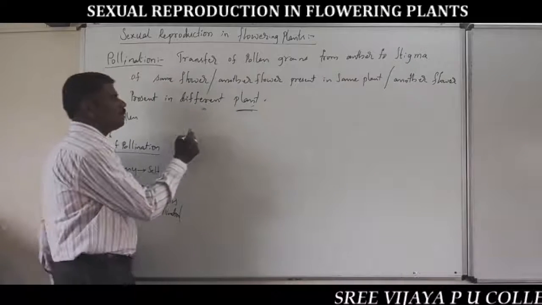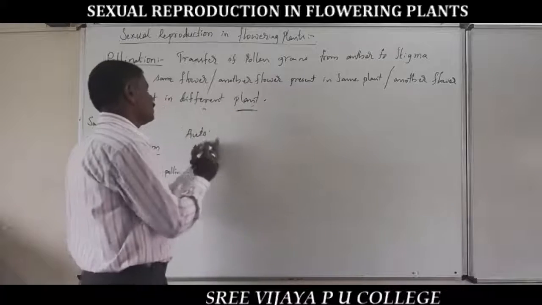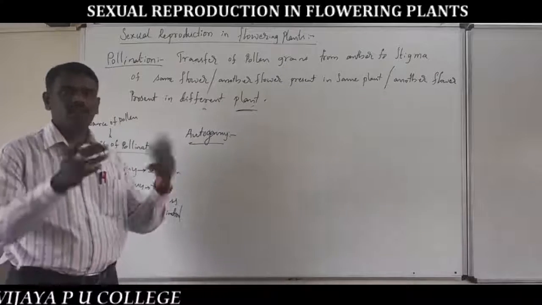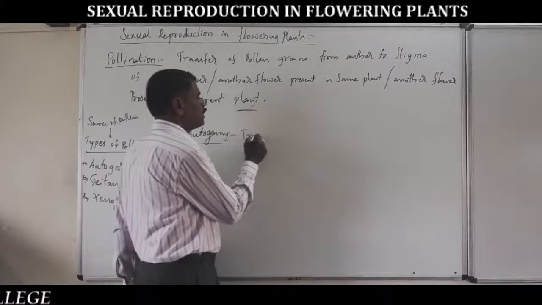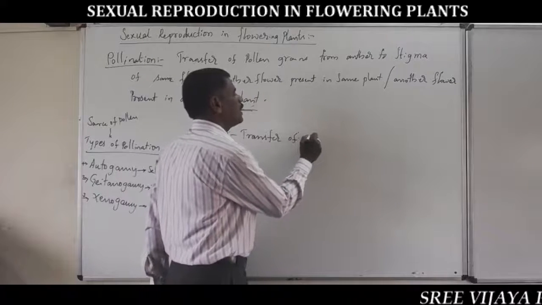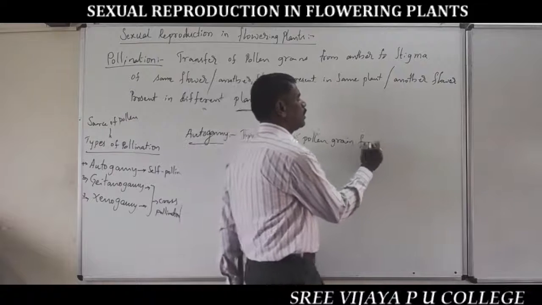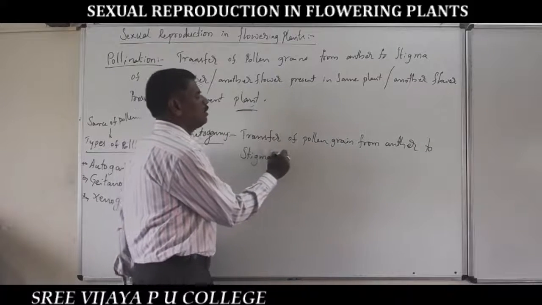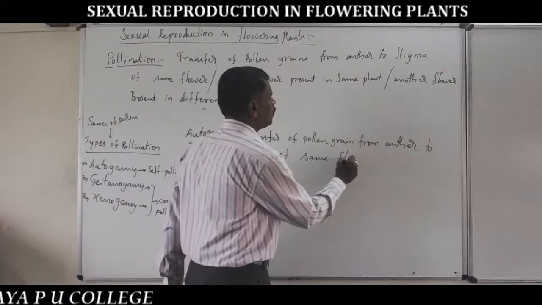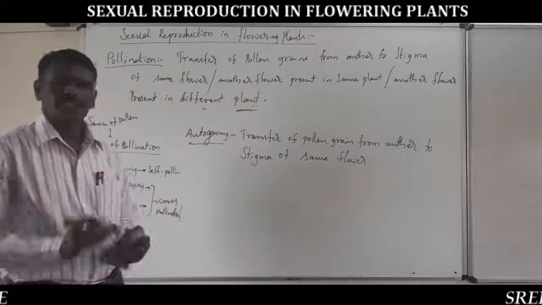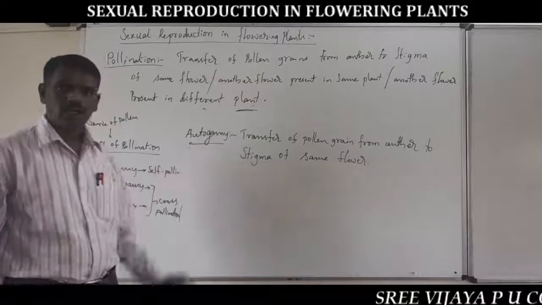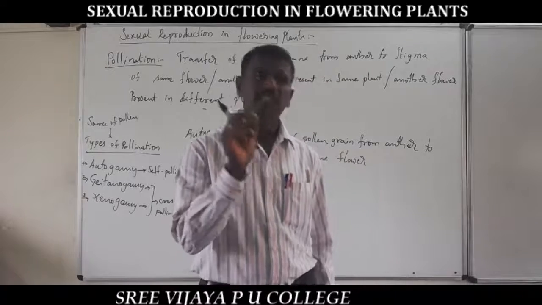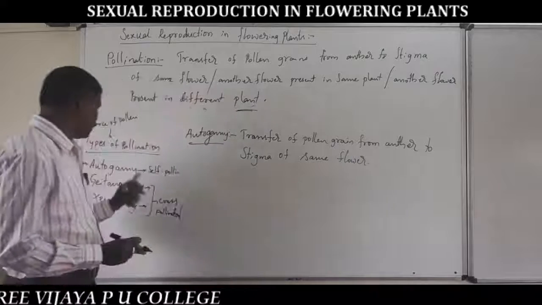So here, autogamy, auto is nothing but self. Gamy is nothing but fusion. Autogamy is nothing but transfer of pollen grain from anther to stigma of the same flower. Such a phenomenon is what we call autogamy. So here the pollination occurred in the same flower, in the single flower. That is what we call autogamy.